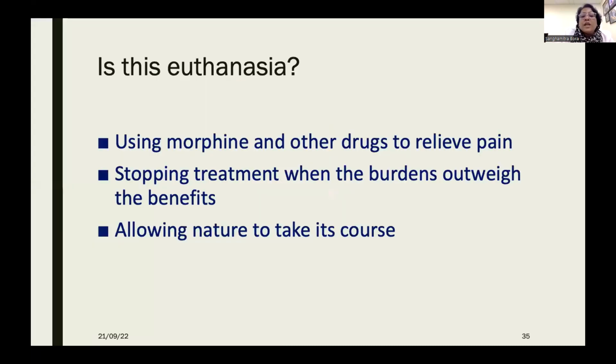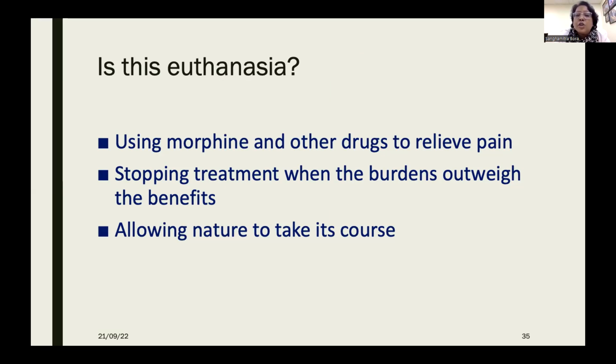So using morphine and other drugs to relieve pain, is this euthanasia? No, it's not. Stopping treatment when the burden outweighs benefits, is that euthanasia? It is not. Allowing nature to take its course, is that euthanasia? It is not euthanasia.